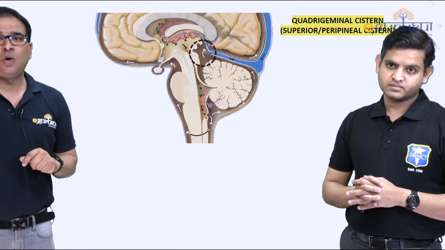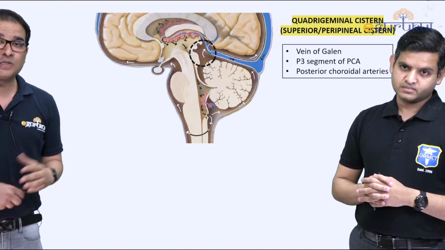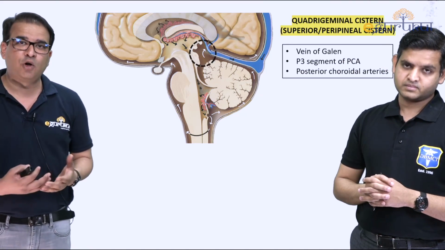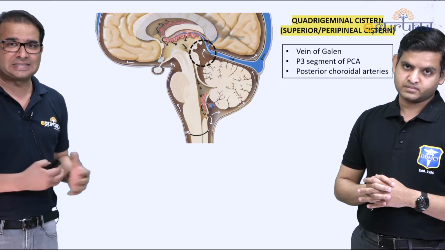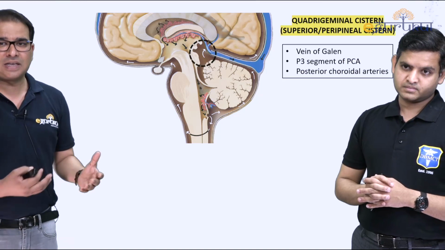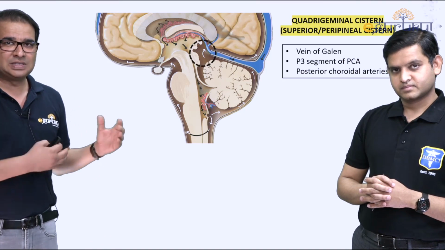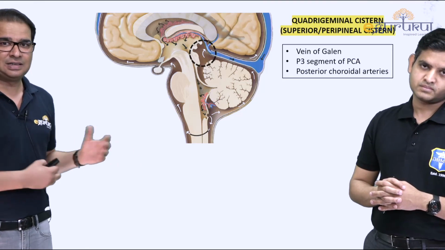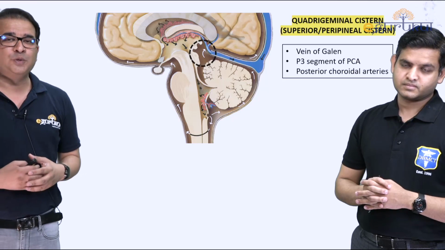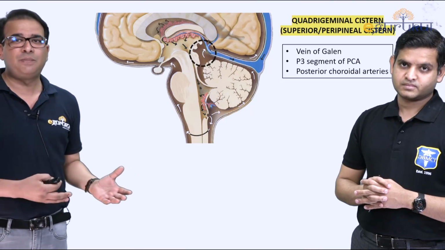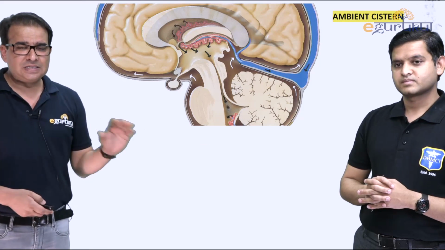What is there in this quadrigeminal cistern? Now this cistern has a vein called the vein of Galen, also called the great cerebral vein, which is formed by the basal vein of Rosenthal and the internal cerebral vein, which I'll show in the next section. We also have the third segment of the posterior cerebral artery, the P3 segment. P2 and P1 segments will be seen respectively in the next cistern we'll discuss. And we also have the lateral and medial branches of the posterior choroidal artery, which itself is a branch of the posterior cerebral artery.